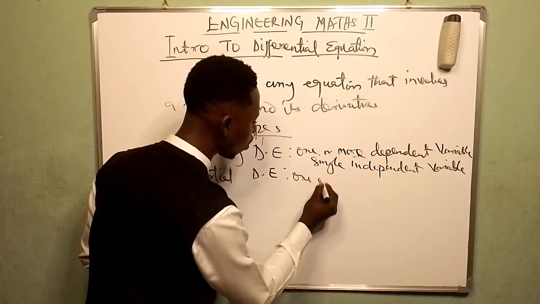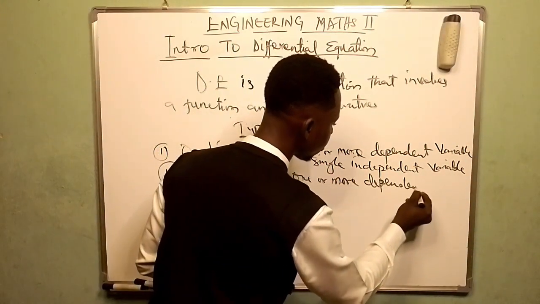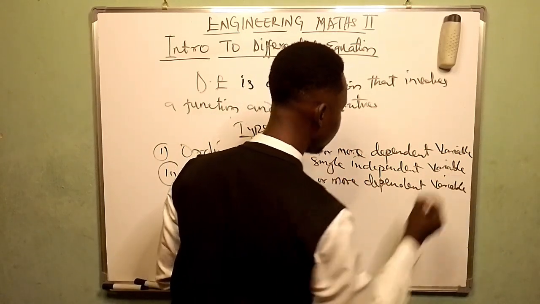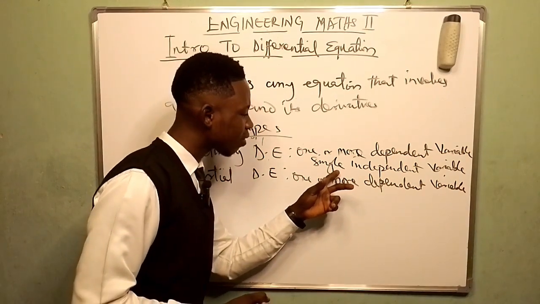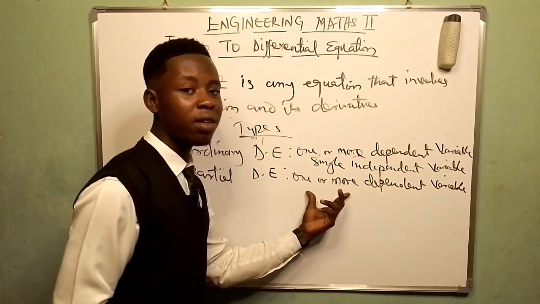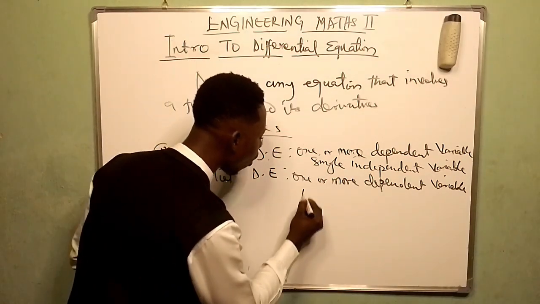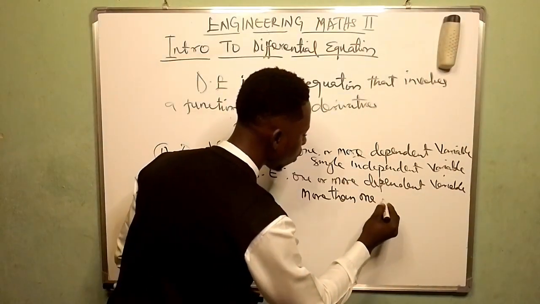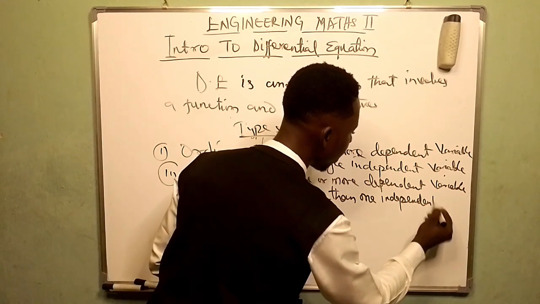This is what I mean. It has one or more dependent variables, just as the ordinary one has one or more dependent variables. But that of ordinary is with respect to a single independent variable. But that of partial differential equation is with respect to more than one independent variable.